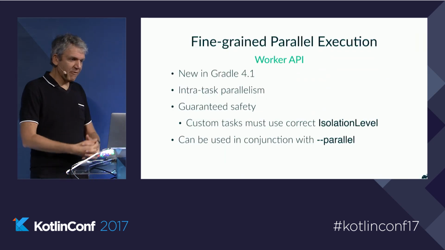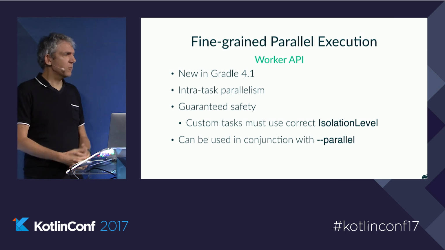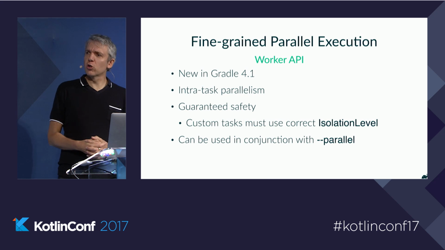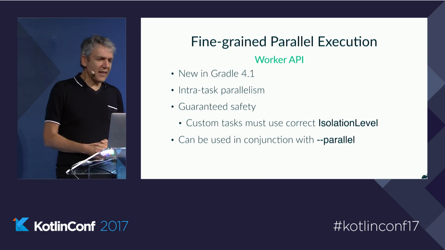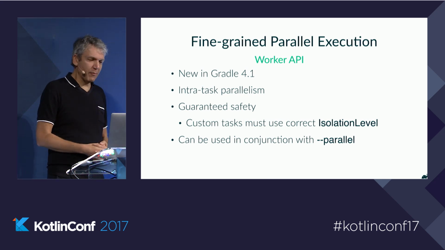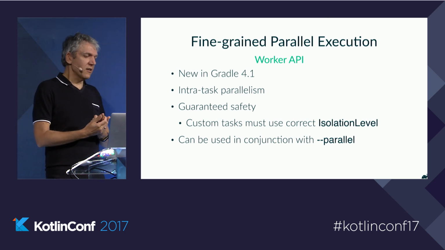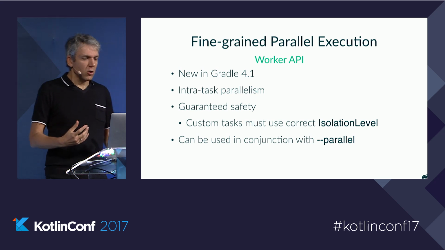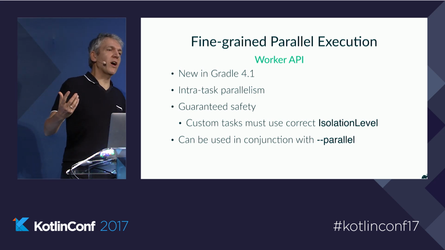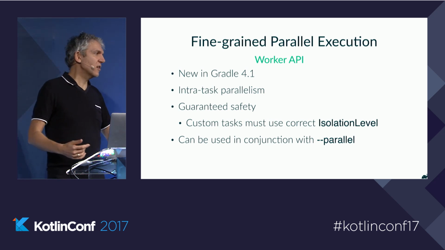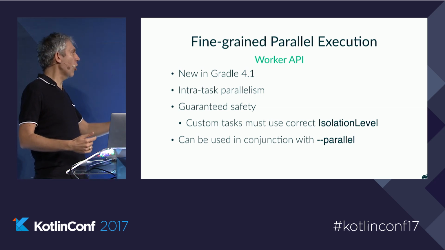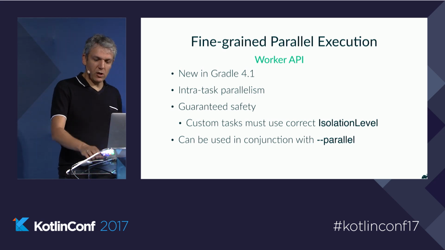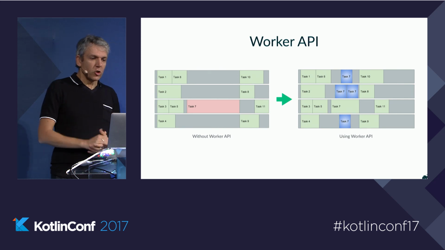The thing I'm very excited about is that since Gradle 4.1, we have a new feature called the Worker API. That enables a couple of things. It enables very reliable parallelism and intra-task parallelism. And you can choose what isolation level you want when you write custom tasks, whether in-process with an isolated class loader, or out of process, depending on what you're trying to do. It can be used in conjunction with parallel, and I'll show you how this works.